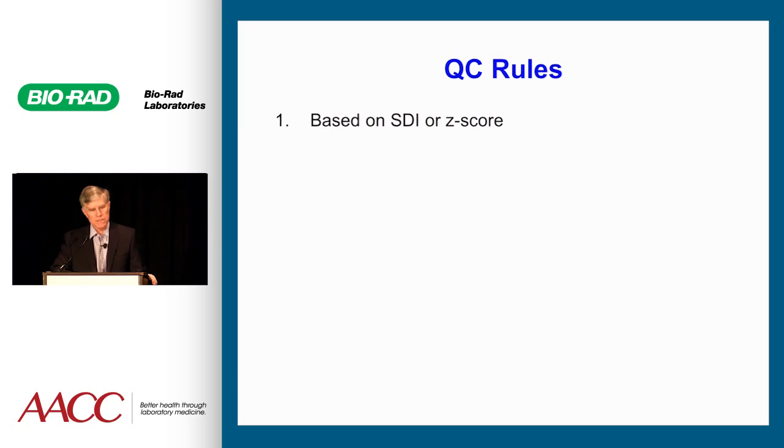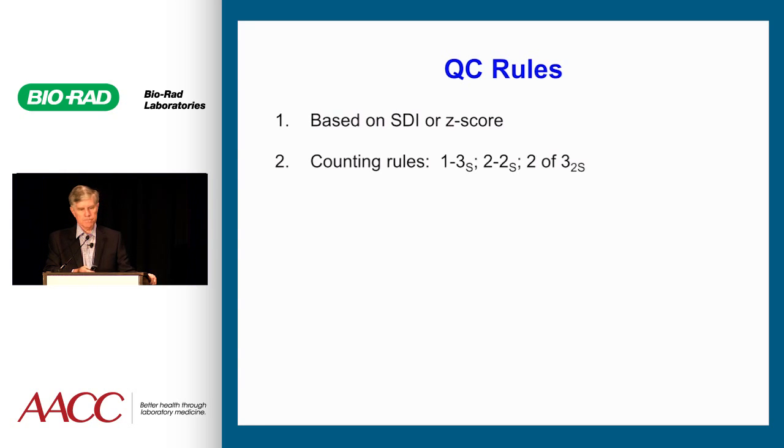So the QC rules themselves are based on the SDI or the Z-score, as I mentioned in the beginning. There are counting rules that everyone's familiar with. For example, 1 result exceeding 3 standard deviation intervals, 2 exceeding 2 standard deviation intervals, 2 out of 3 exceeding 2 standard deviation intervals. These are examples of commonly used counting rules.